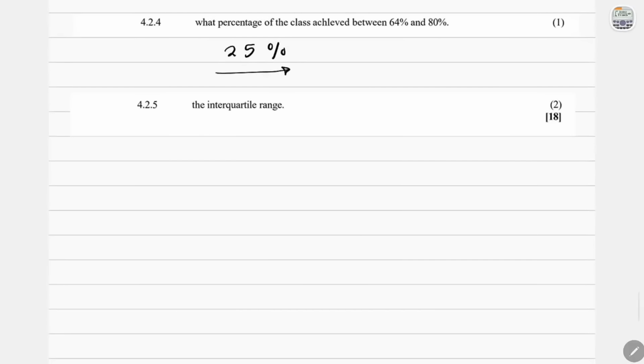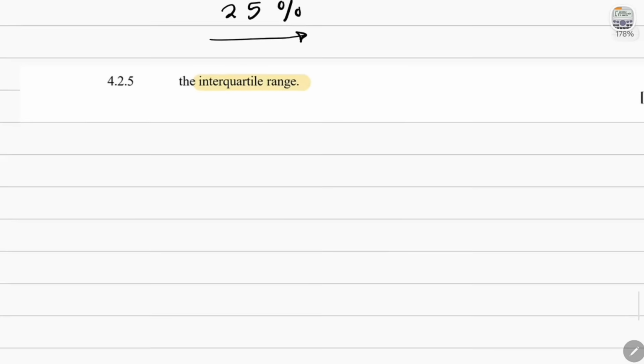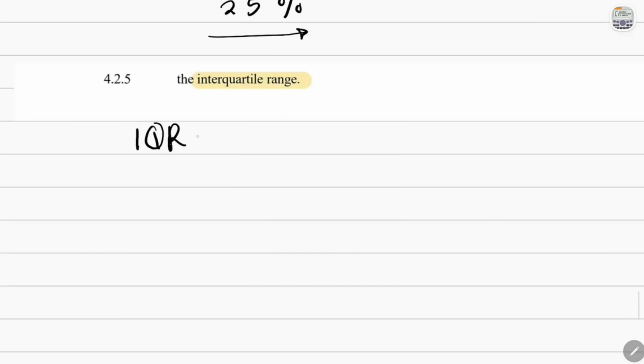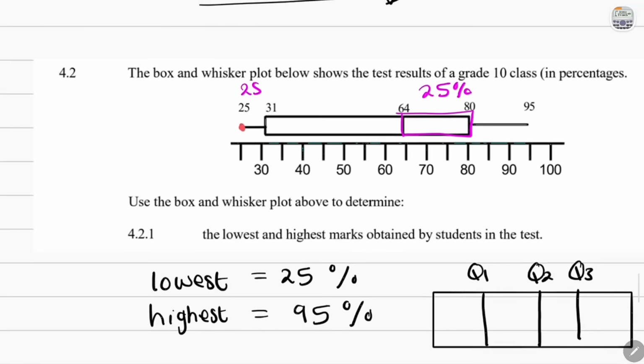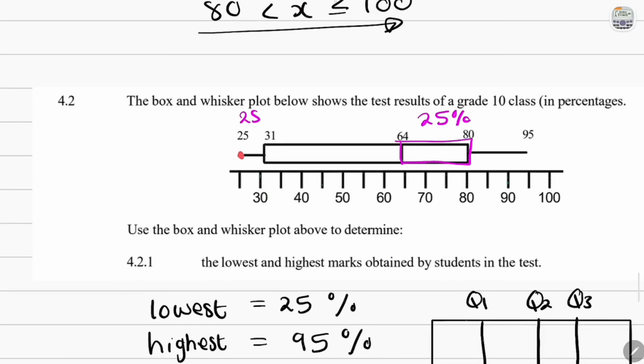The last question, 4.2.5, says we need to determine the interquartile range, also known as the IQR. So remember, we find the range by saying the highest minus the lowest. Well, the interquartile range is the upper quartile minus the lower quartile. So Q3 minus Q1, and we can see that Q3 is 80. That's Q3. And then Q1 is 31. So that's Q1. That's Q2. That's Q3. That's minimum and maximum.